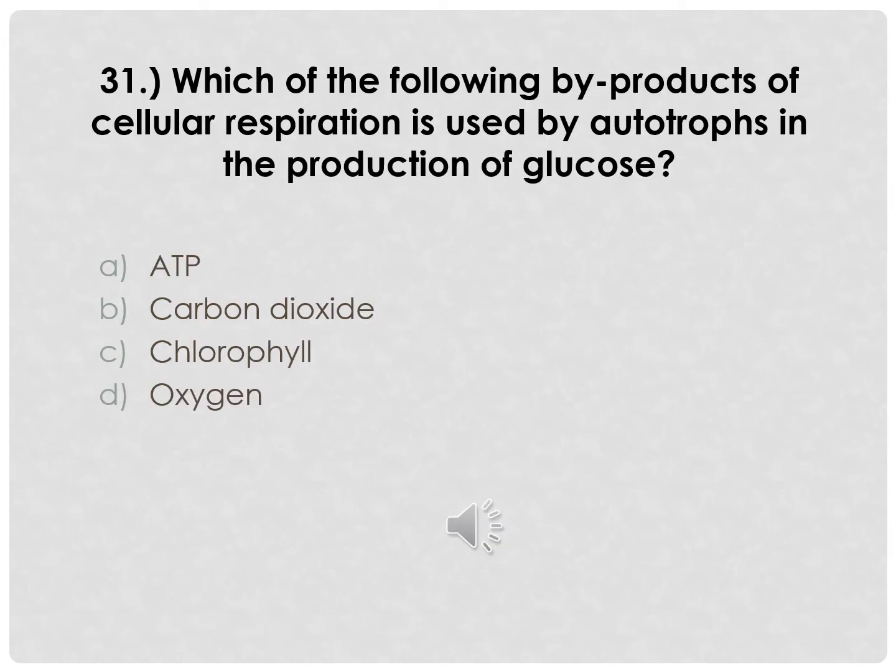Which of the following byproducts of cellular respiration is used by autotrophs in the production of glucose? First, we need to know what an autotroph is. An autotroph is an organism that is self-feeding or self-nourishing, such as plants. And we know that plants take in carbon dioxide to help with the production of glucose. Therefore, the answer is B, carbon dioxide.